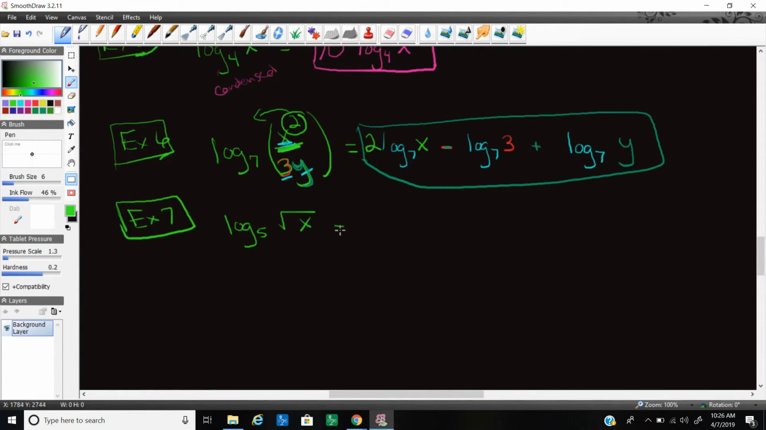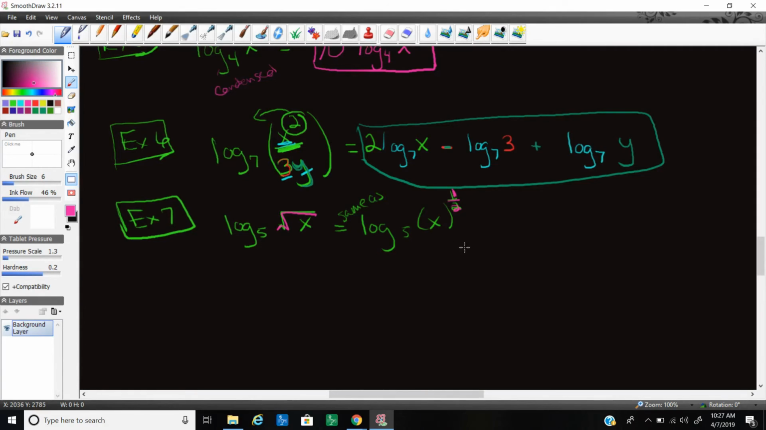forget an important property of the square root, or I should say equivalency. This has an intermediate step. So this is the same as log base 5 of x to the power of 1 over 2. For those of you who forgot, this square root is the same as a power of 1/2.